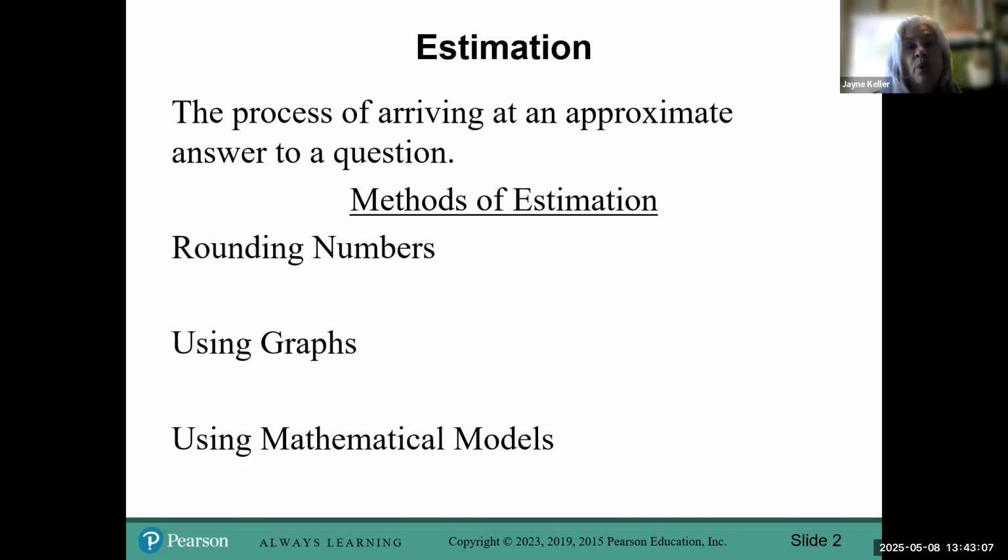One of the ways I find this really useful when I'm doing math problems myself is to think about, after I did all these calculations, is my answer in the ballpark? And so estimations are really good for that as well.